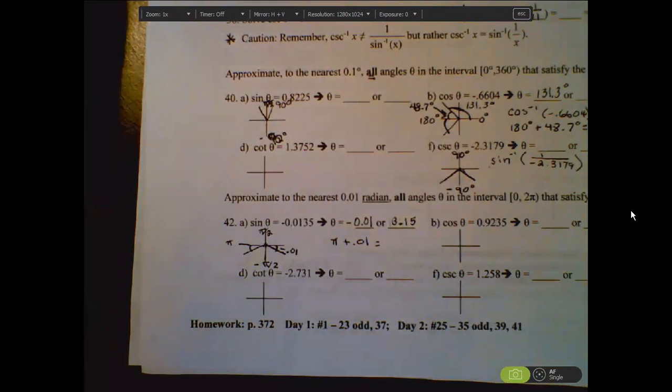We're really just looking for the angle that's the same distance from the x-axis. Does that help, Miss Kelsey? Yes, it does. Okie dokie.